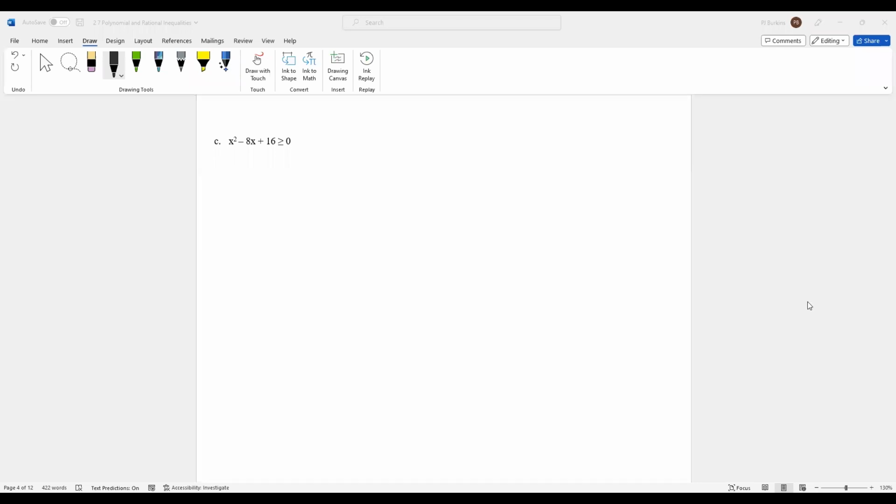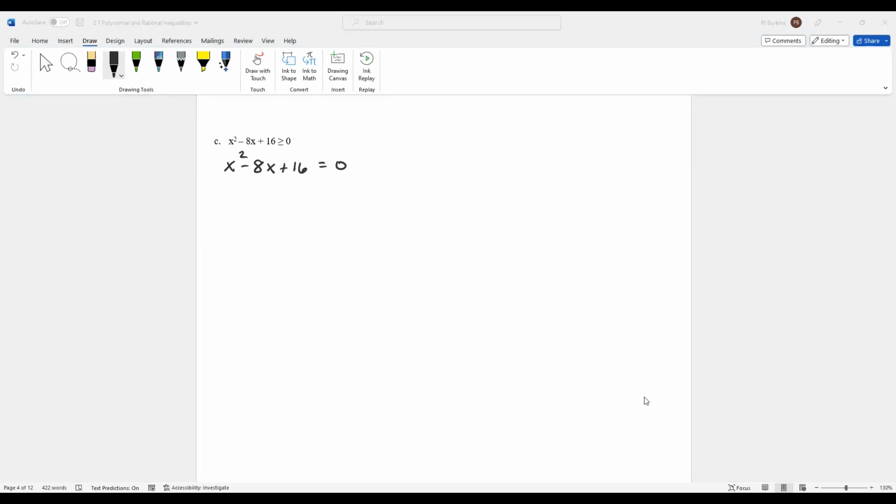Let's keep rolling with this example. So we have another quadratic inequality. So first thing we would want to do is forget about the inequality for just a second so that we can find the points where it crosses the axis. So I'm going to set this equal to 0.